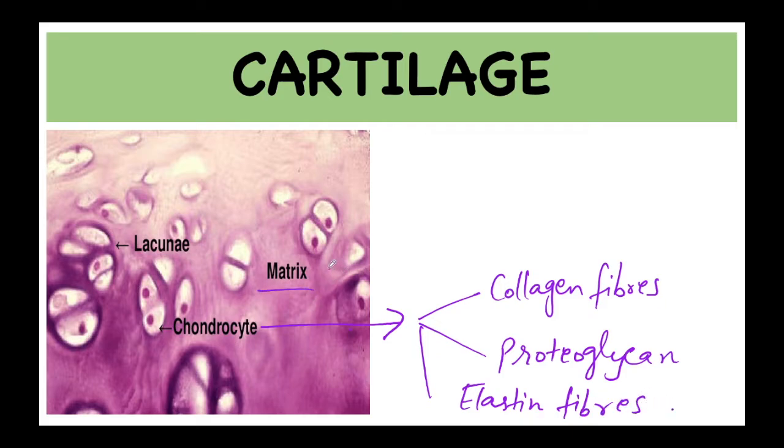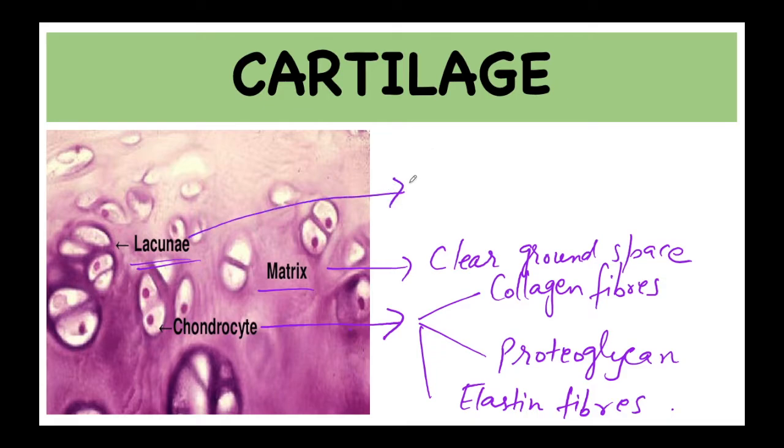Next is matrix. Matrix is a clear ground space. Now inside this clear ground space there are some lacunae present. What are these lacunae? Lacunae form small cavities with cartilage cells.